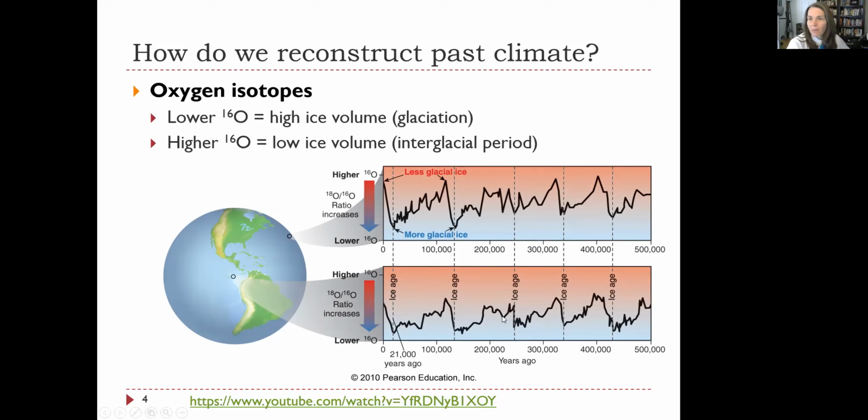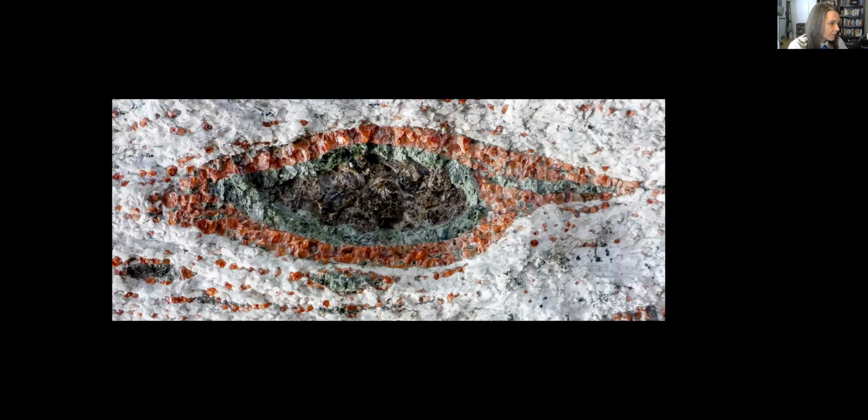But how do we know that? How do we have this 500,000 year record of global climate based on ice? How are we able to use that? To explain this, I'm going to have to go back to the drawing board, the literal drawing board. So I'm going to open my whiteboard. There we go. We're going to talk a little bit about how this works and how we can use oxygen 16 and oxygen 18.